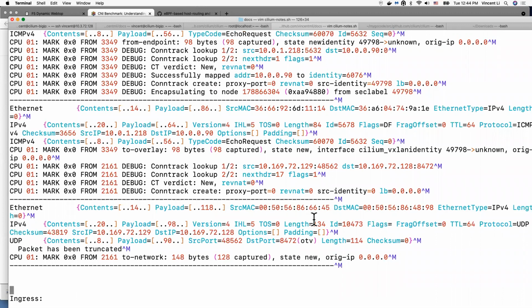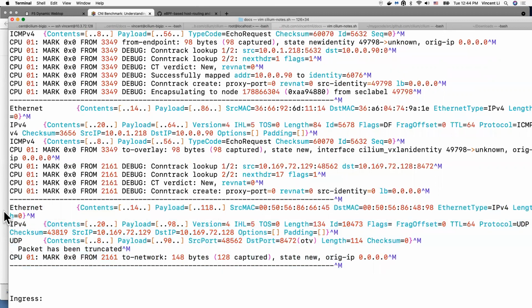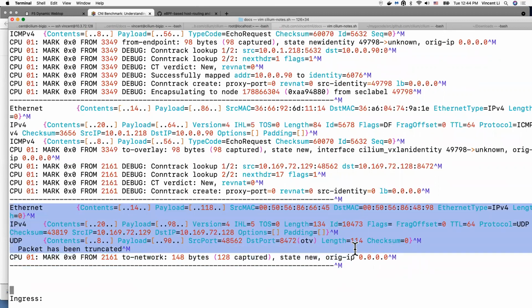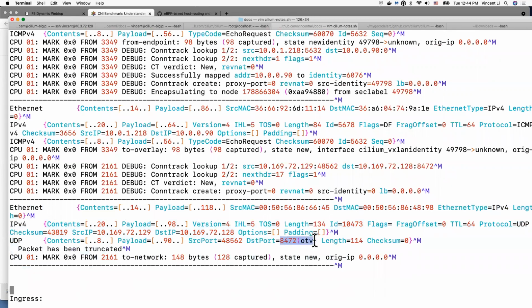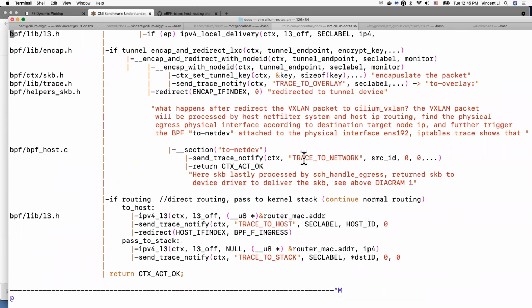Okay, and here is the last monitor log for the data path for the egress, the actual payload. Again, the destination port is the VXLAN port to the target node, and then the last trace log is to network. And here this is the trace notify to network.